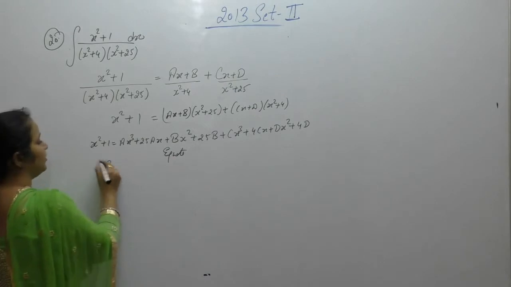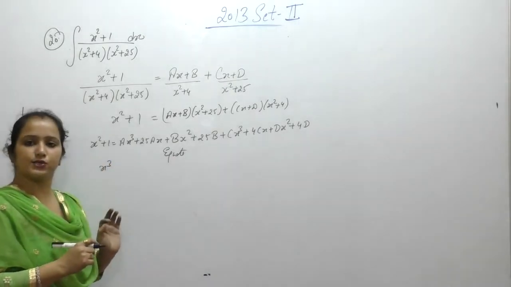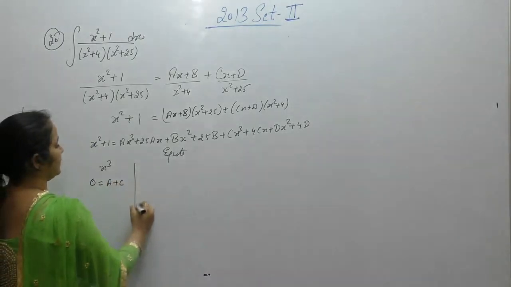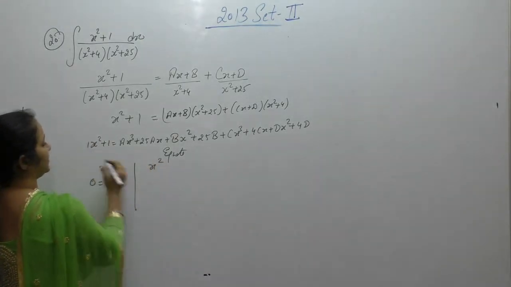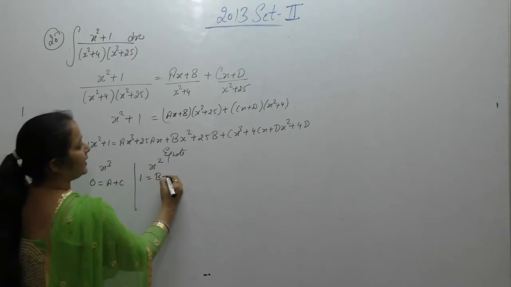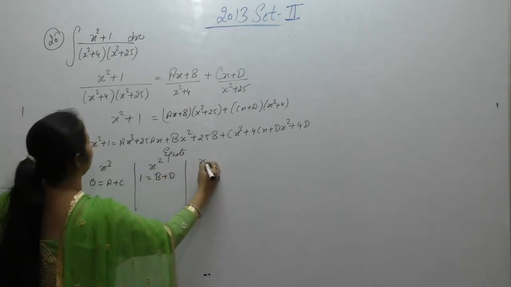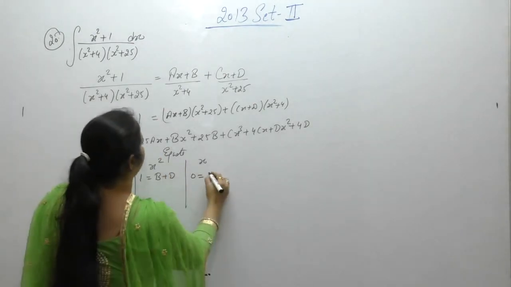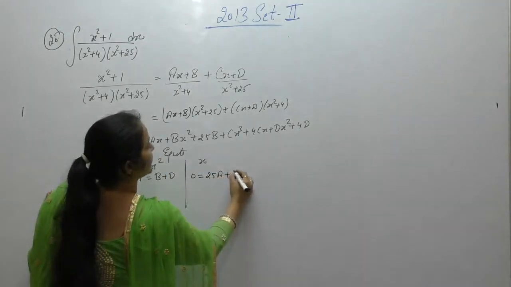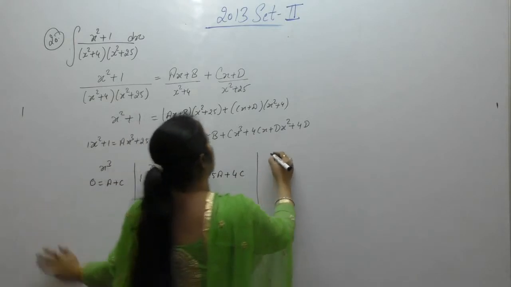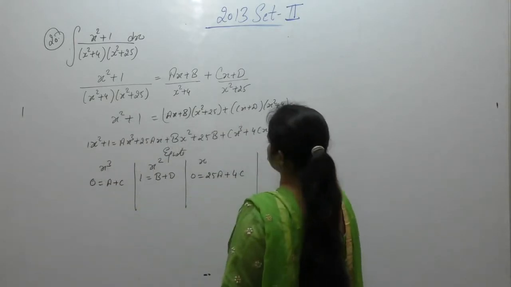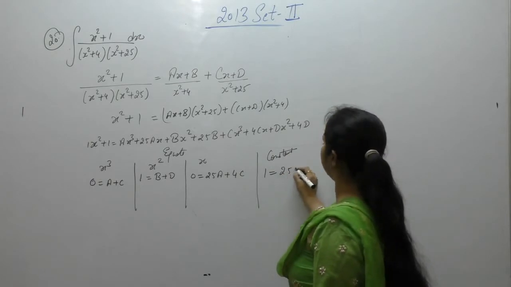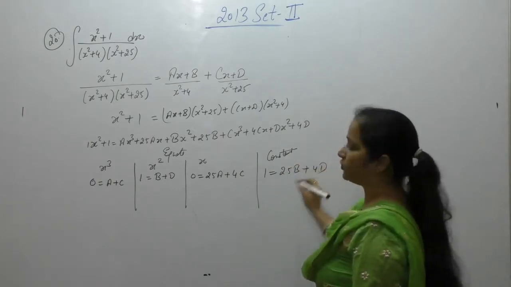Now equate the like coefficient terms. Coefficient of x cube on the left hand side, there is no term of x cube, so 0, a plus c. Coefficient of x square, here the coefficient is 1, b plus d. Coefficient of x, left hand side, no term of x. Here we have 25a plus 4c. Constant term, coefficient of constant term 1, and here we have 25b plus 4d.